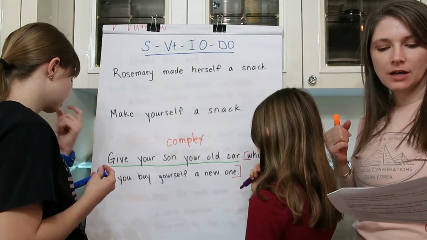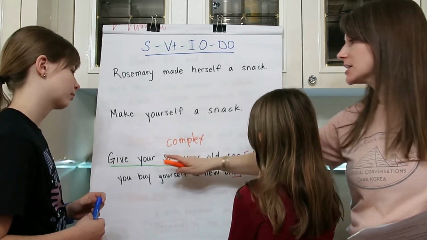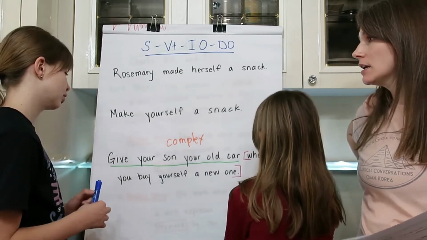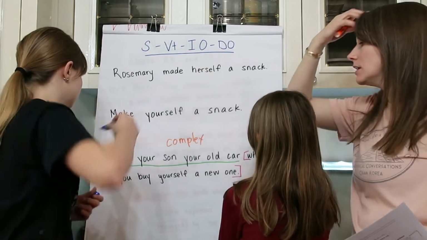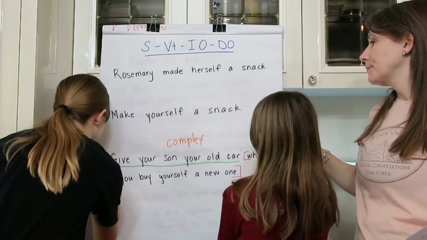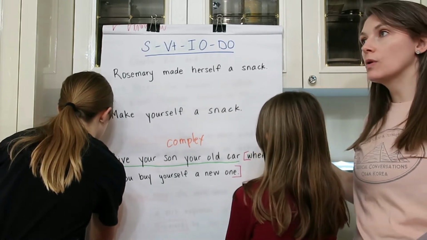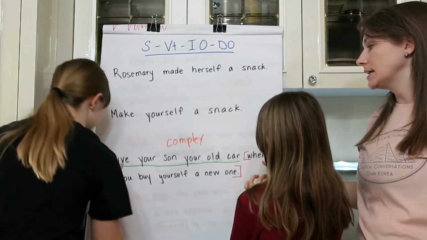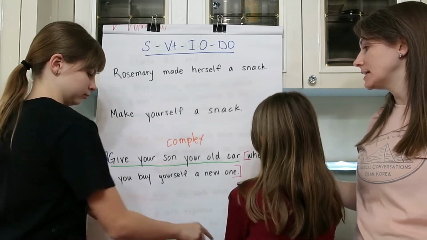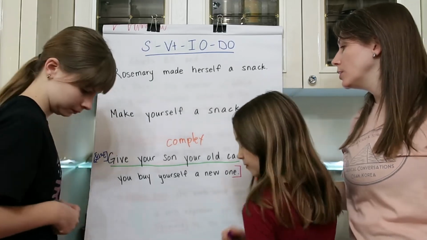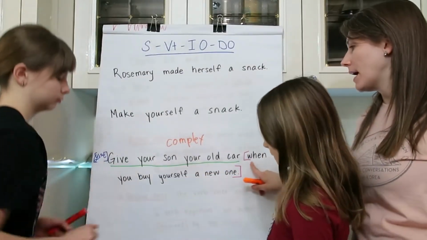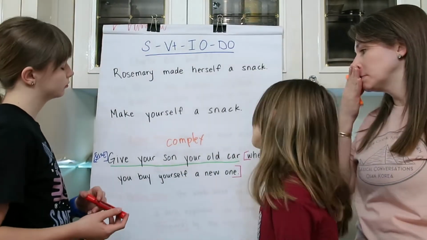Right. Okay, so what is the subject of the independent clause? You just said it. You. Can you write that over there? You. Lily, what is the subject of our subordinate clause? I can also find that information by saying who or what is this part about? When you buy yourself a new one.